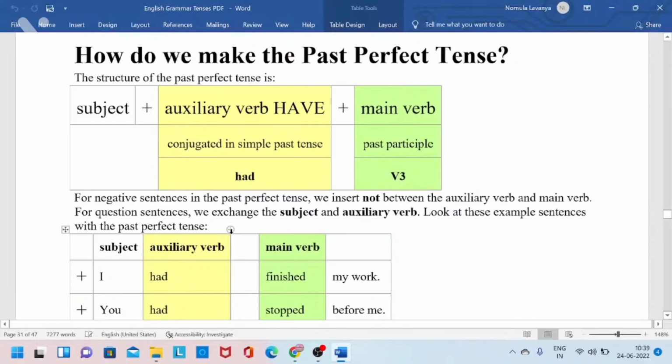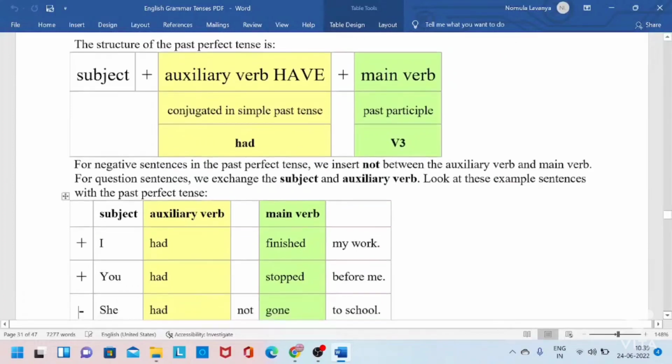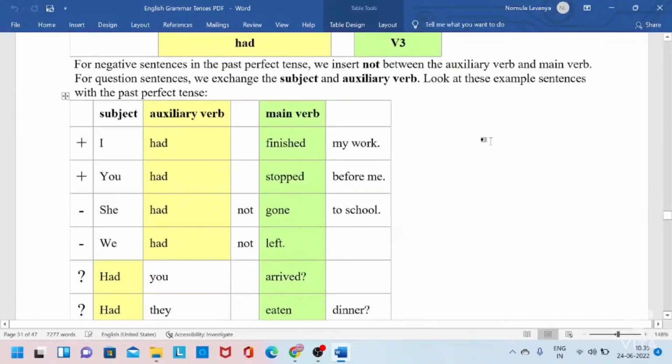Okay, seen is a past participle. So for negative sentences in the past perfect tense, we insert not, as we usually already know. For negative sentences we use not, the auxiliary verb and the main verb. For question formation, we exchange the subject and the auxiliary verb. Okay, so look at these examples for past perfect tenses.